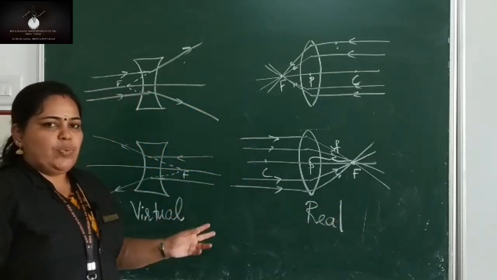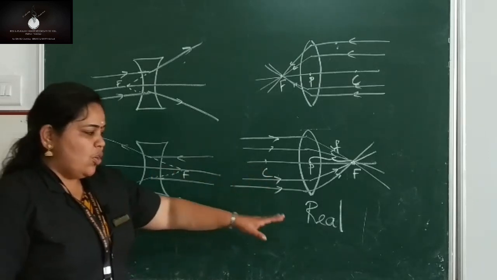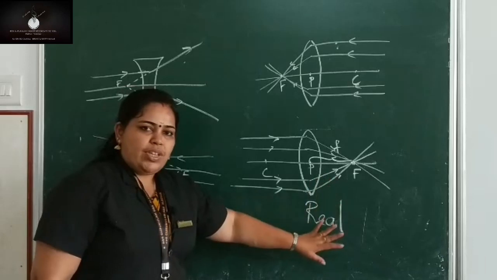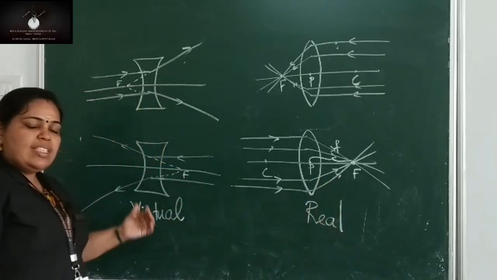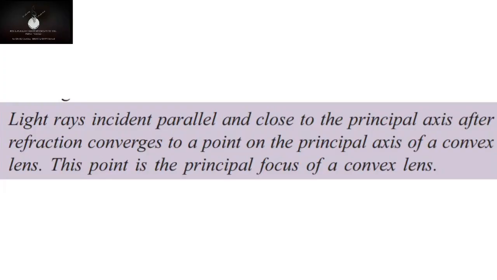Understood the difference between the principal focus of a convex lens and concave lens? For a convex lens, the principal focus is real, whereas for a concave lens, it is virtual. Light rays incident parallel and close to the principal axis, after refraction, converge to a point on the principal axis of a convex lens. This point is the principal focus of a convex lens.